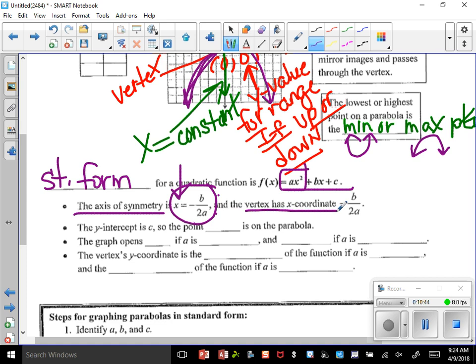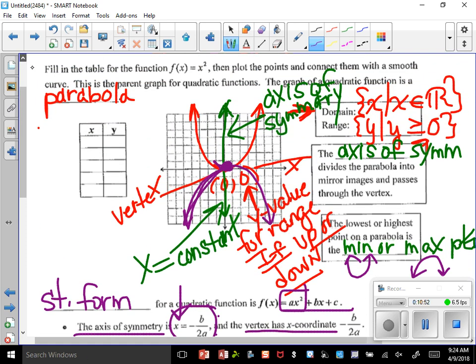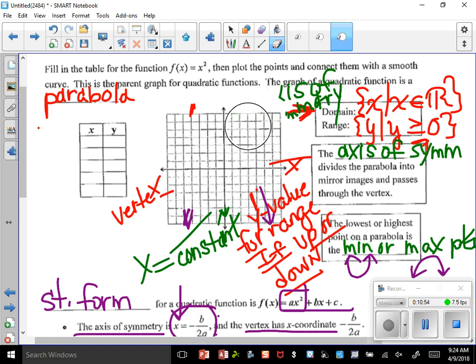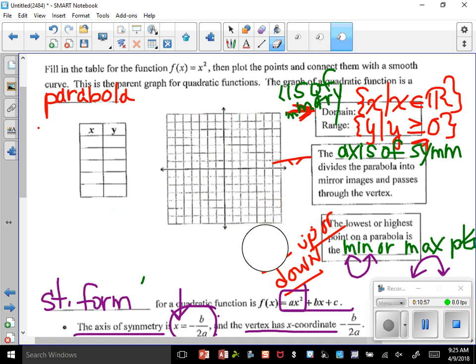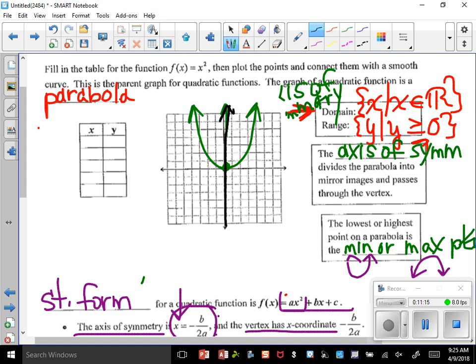Now, how does that make sense? Well, let me let you see something here. I'm going to erase what I have up here just so you can see it a little more clearly. So if I put this parabola up here again, and I know my vertex is here, my axis of symmetry is this line that cuts right through the vertex. So when it cuts through the vertex, it's also going to be the x coordinate of that vertex.